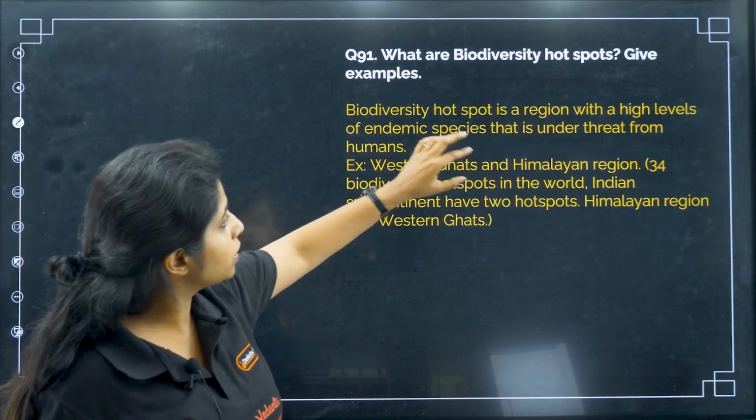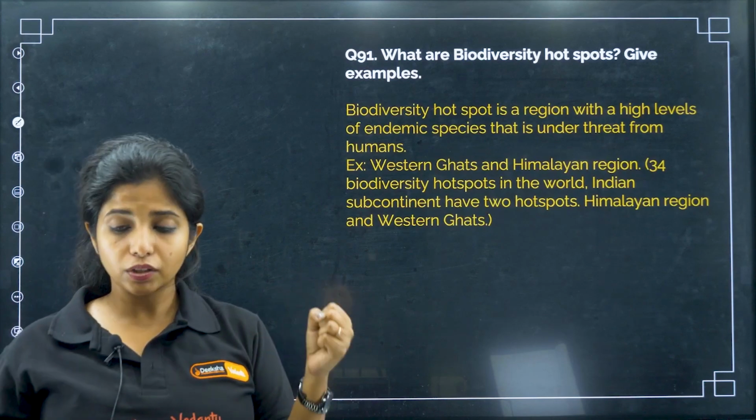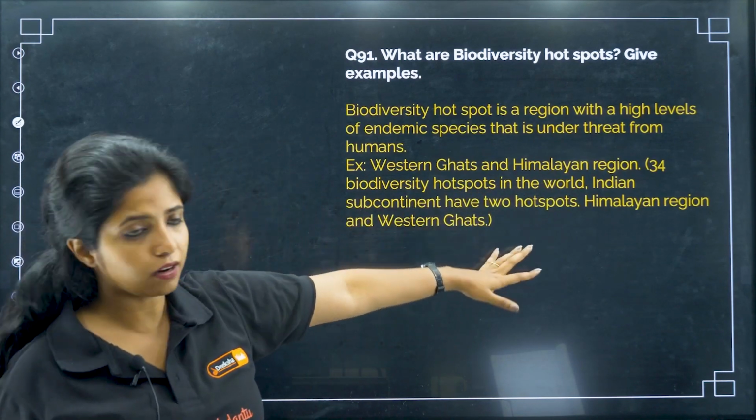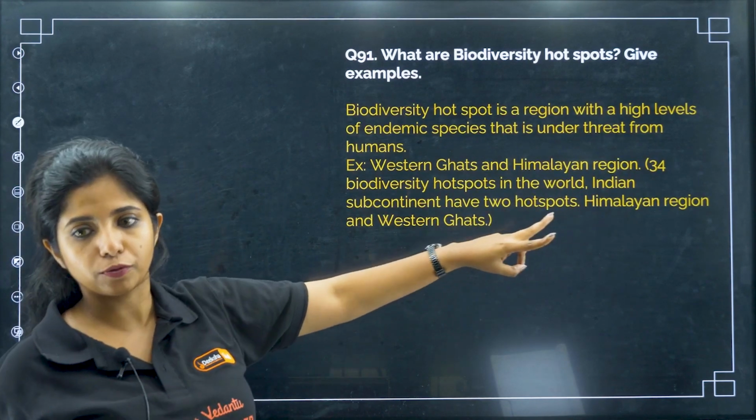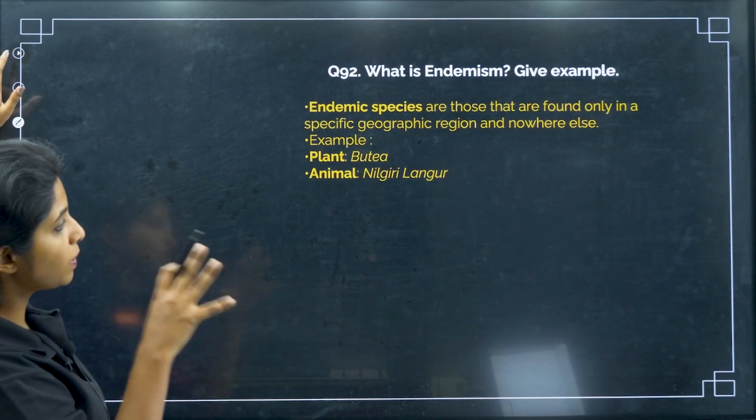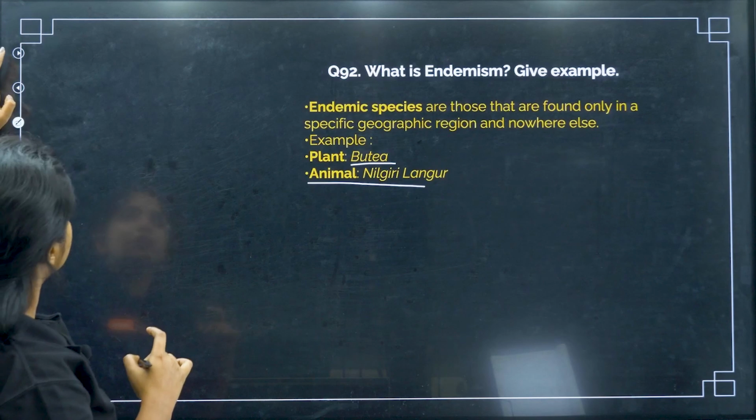What are biodiversity hotspots? A region where there is a high amount of endemic species. Endemic species means the ones that you cannot find elsewhere. Western Ghats and the Himalayan region are basically the major ones. There are 34 biodiversity hotspots in the world. The Indian subcontinent has 2 hotspots, Himalayan and the Western Ghats. Endemism, I told you, means found only in specific regions. In plants you have the example Butea; in animals you have the Nilgiri langur.